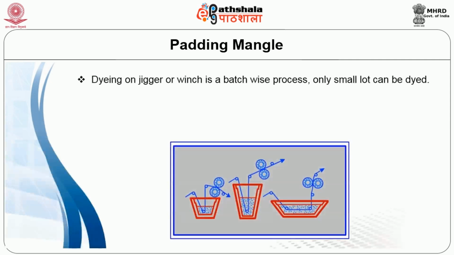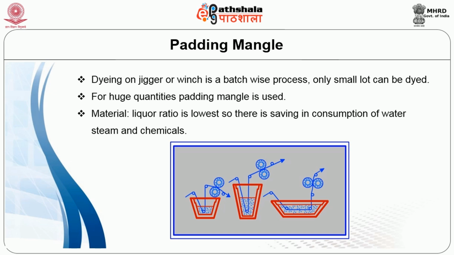Padding mangle. Dyeing on a jigger or winch is a batch-wise process. Only small lots can be dyed. For huge quantities, a padding mangle is used. The material liquor ratio is lowest, as there is saving in consumption of water, steam and chemicals.